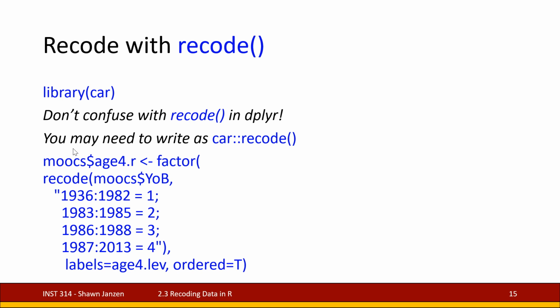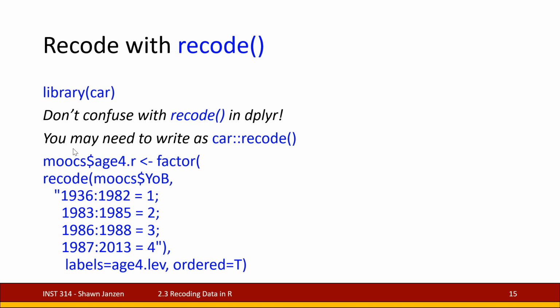So again, I said this from the car library. Recode is also in dplyr, so make sure I show here on the slide. You're going to do car::recode if you're getting some mixed messages on which recode it might be pulling from. So now I'm making age4.r as my new variable attached to the MOOC's dataset. This recode function is being nested inside factor like the other ones were. So I'm doing recode, and inside here the code structure changes a little bit. I'm calling the variable yob, comma, and then I start inside quotes for my recode.